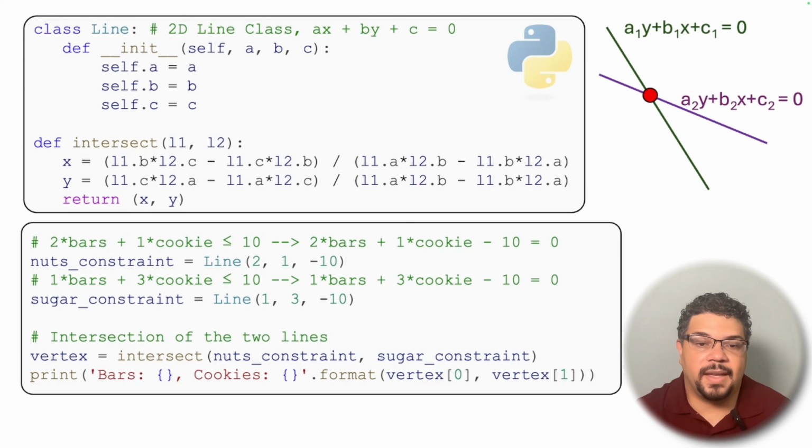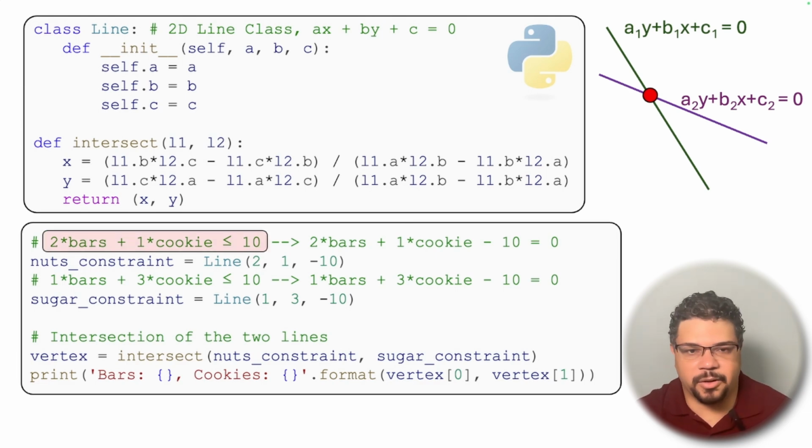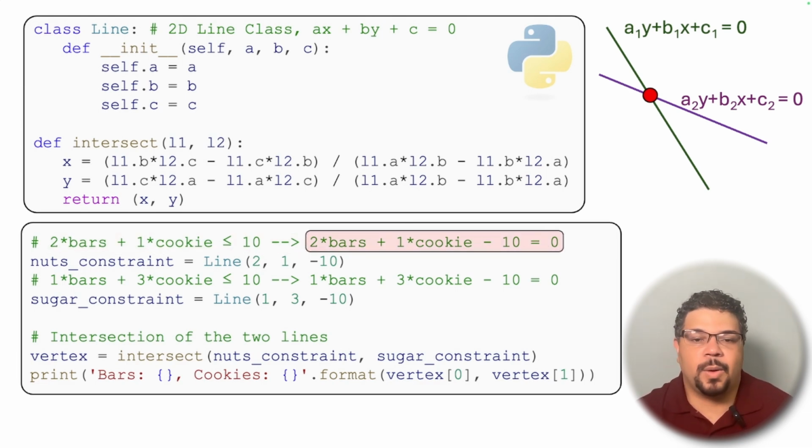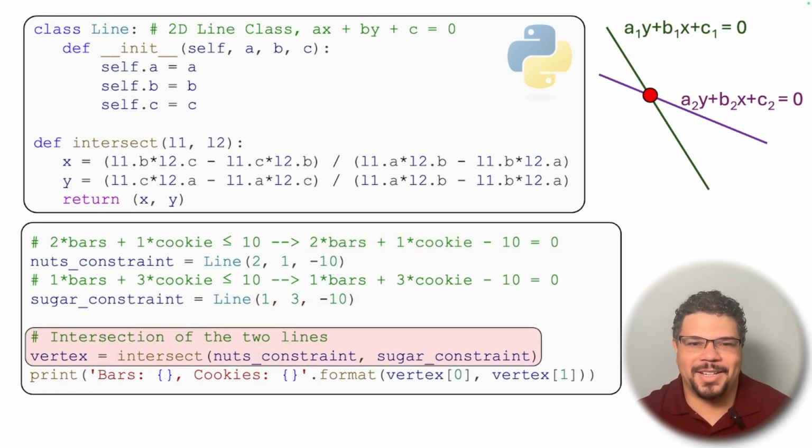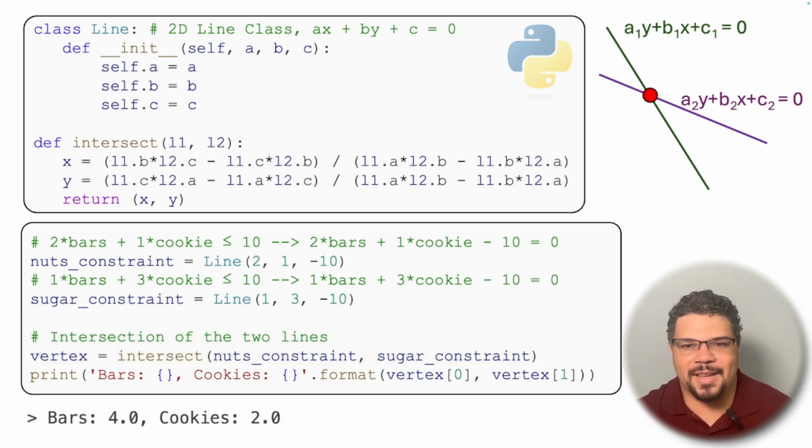And the code for intersecting 2 lines is shown here and can be found via some basic algebra. The inequality constraint on nuts and sugar can be rewritten as an equality to find the constraint's boundary. These constraint lines can then be intersected with each other to find the vertices that might have the optimal configuration. And in this case, the first answer we check is the optimal. In general, we would need to check every possible intersection of the constraints.